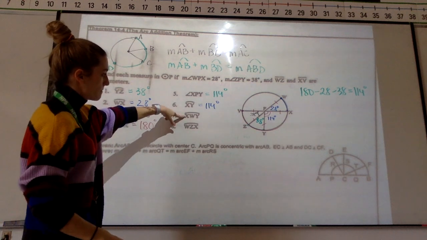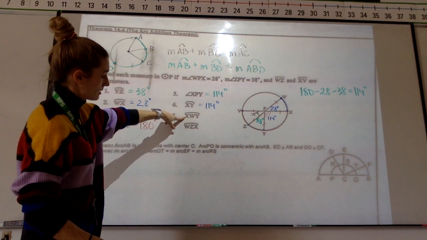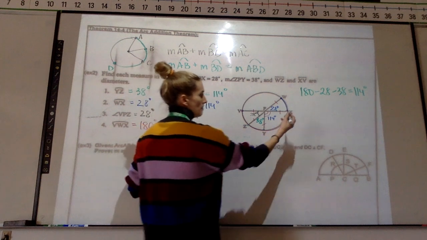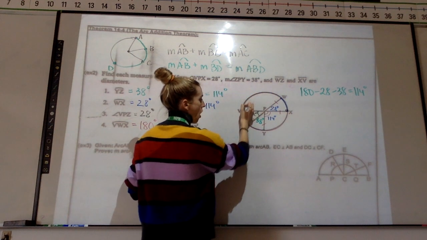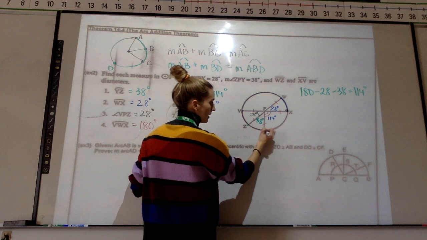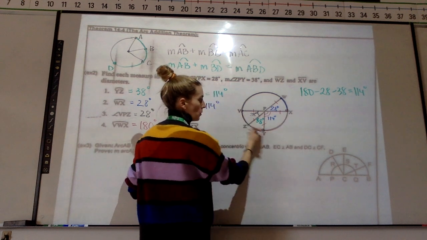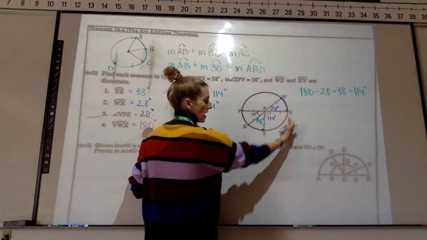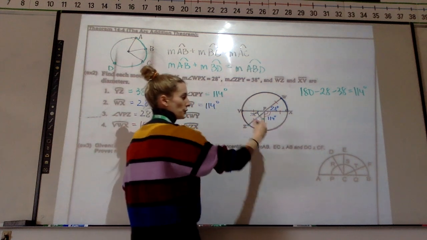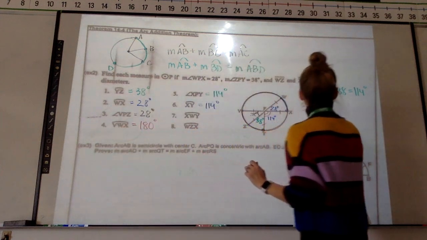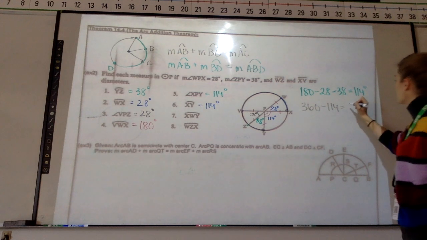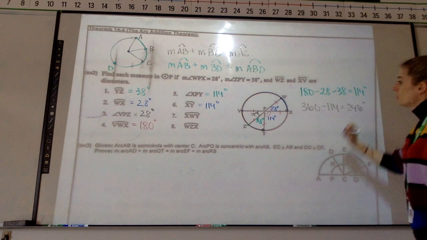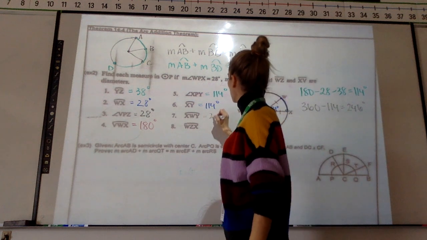Okay, now we're looking for major arc XWY. Major arc X, W, all the way to Y, XWY. Well, you now know that XY, the minor arc, is 114, the full circle is 360. So if we do 360 minus 114, we get 246. 246 degrees for that major arc.